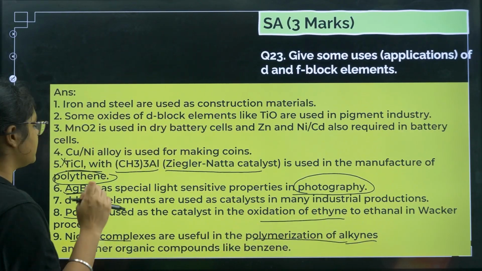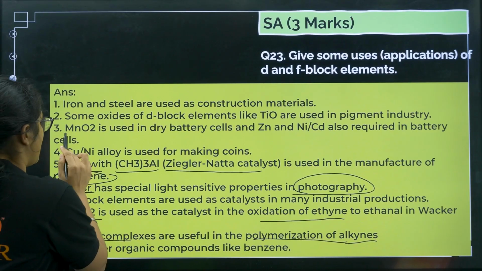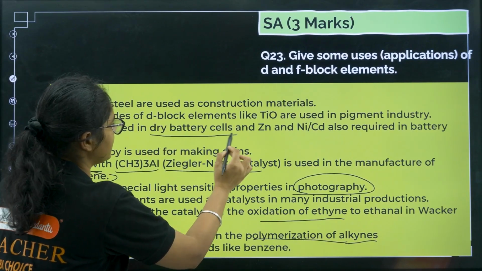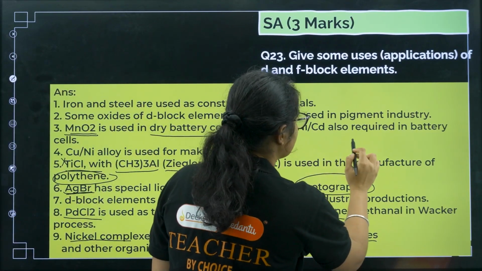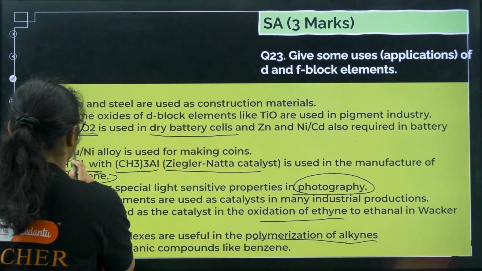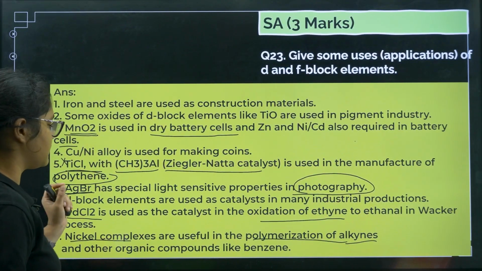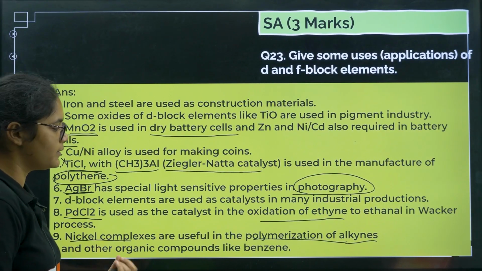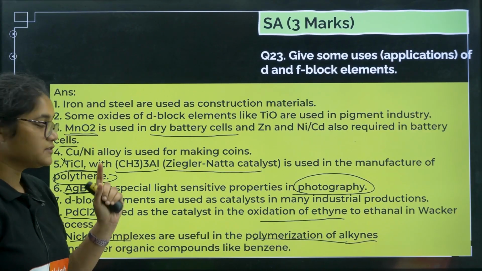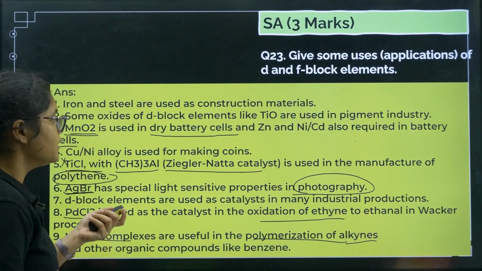So these are certain things that you must remember. And one more, MnO2 is used in dry battery cells, and zinc and nickel cadmium are also used in battery cells. So these are all some important uses, just go through them and remember them, so that questions can be asked from this particular section.